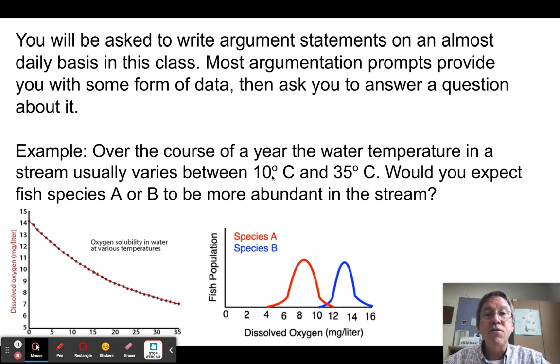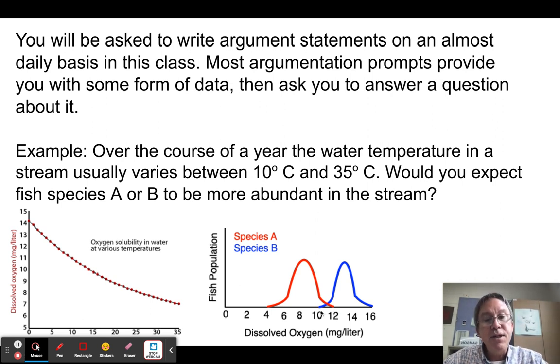So I know that the temperature varies between 10 and 35, so I have to use this information to extract information from this graph. So I'm going to go to 10 degrees. That looks like a DO of about 11. And at 35 degrees, it looks like the DO level is around 7.5. All right. So now I turn over here and I look at fish species A, and I see its relative population is very low at 4 milligrams per liter. It reaches its maximum at about maybe 8.5 or 9, and then it drops back down when it gets to 12. Although I don't know how realistic that is, but that's what we've got in our data here.